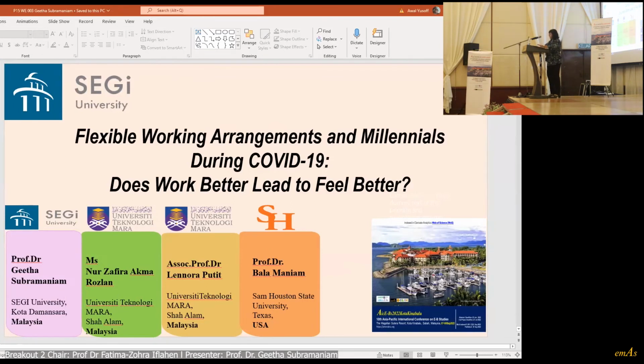So no backache, no trees. We are going to look at something a little bit more light and easy, but very close to all of our hearts: the millennials and flexi work.